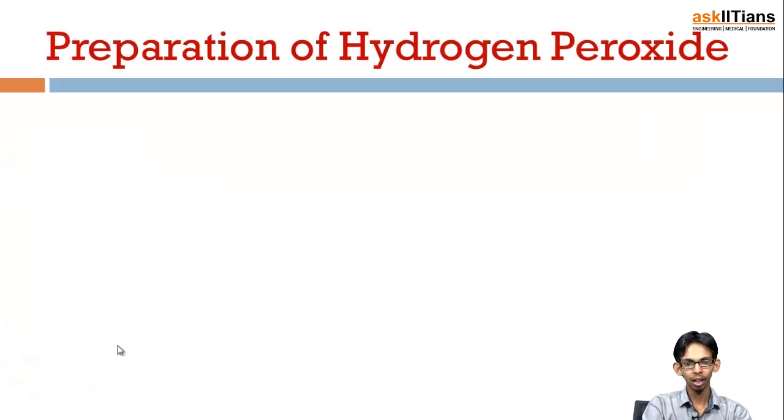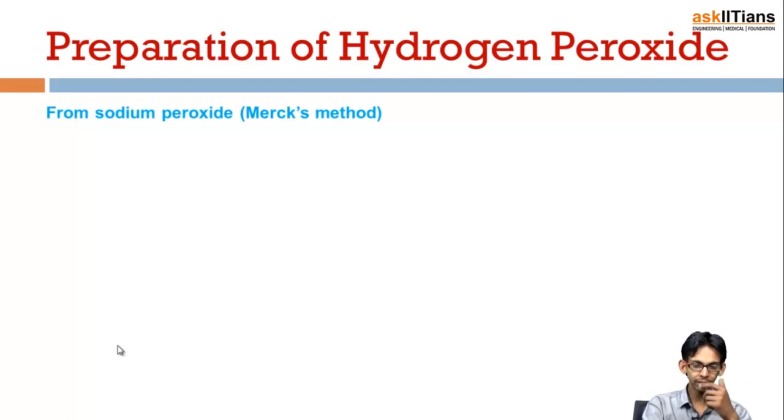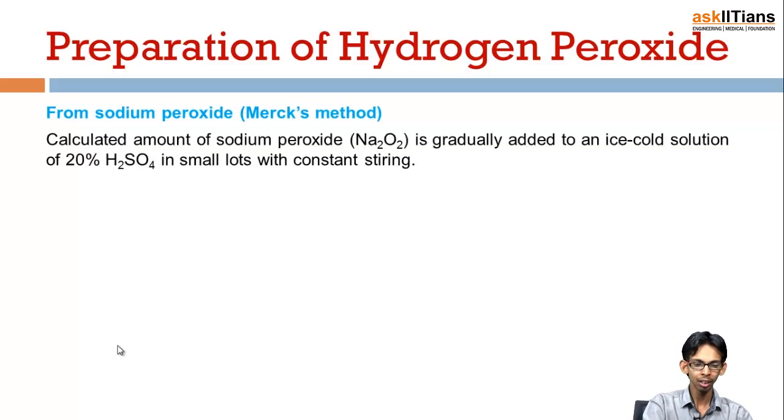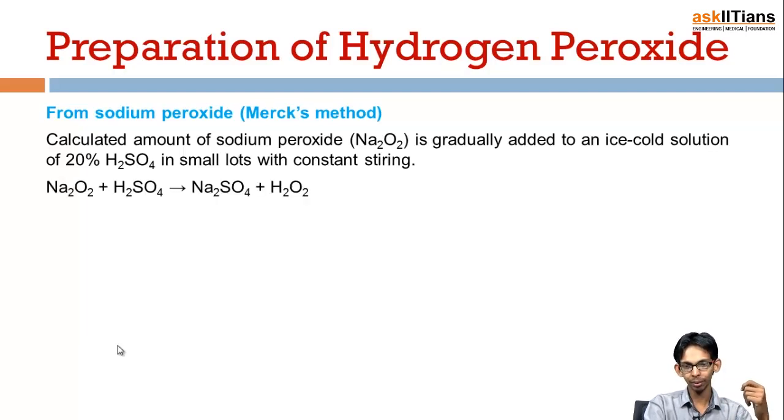Next is the preparation of hydrogen peroxide. That means how hydrogen peroxide is prepared. First, it is prepared from sodium peroxide, which is known as Merck's method. In this, a calculated amount of sodium peroxide is gradually added to an ice cold solution of 20% sulfuric acid in small lots with constant stirring, which results in the formation of hydrogen peroxide according to this chemical equation.